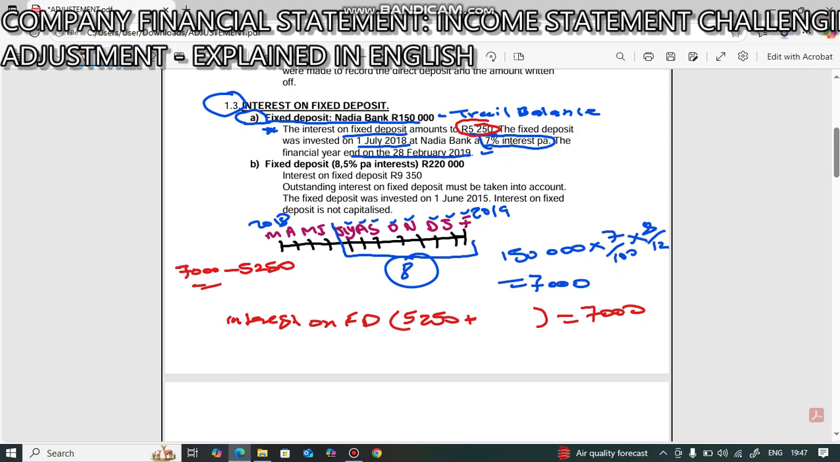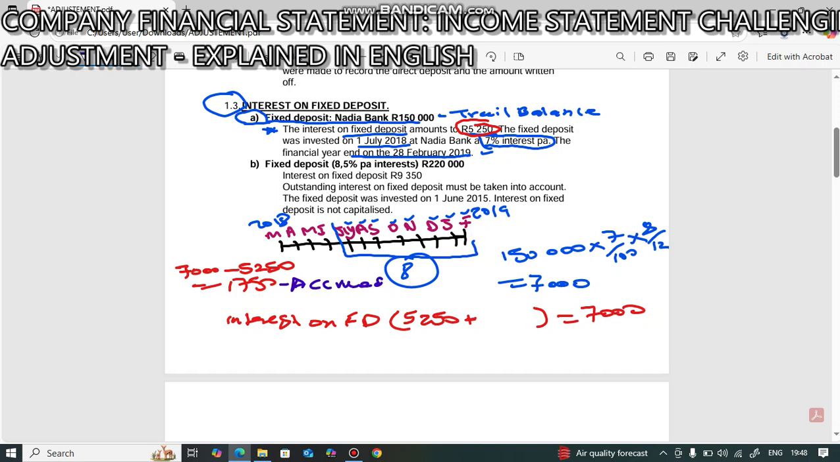7,000 minus 5,250. So the outstanding amount was 1,750. So this is the accrued income. So we need to add this accrued income as an outstanding amount. We call it an accrued income. So we are going to add this accrued income here, 1,750. So this is how we are supposed to record the interest on fixed deposit in the income statement.